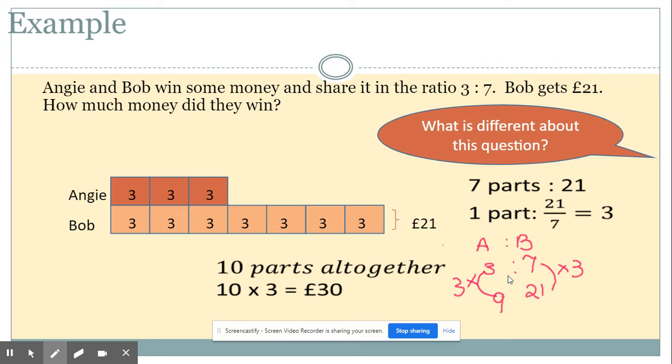And then what the question is asking you, how much money did they win? So you have to find out the total money. So what you will do is total will be equal to 21 plus 9.